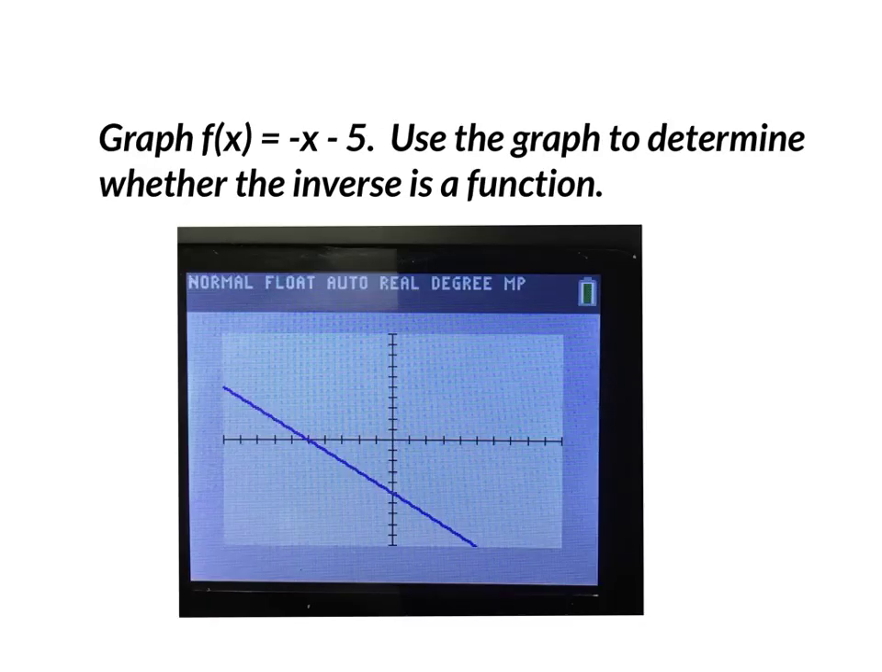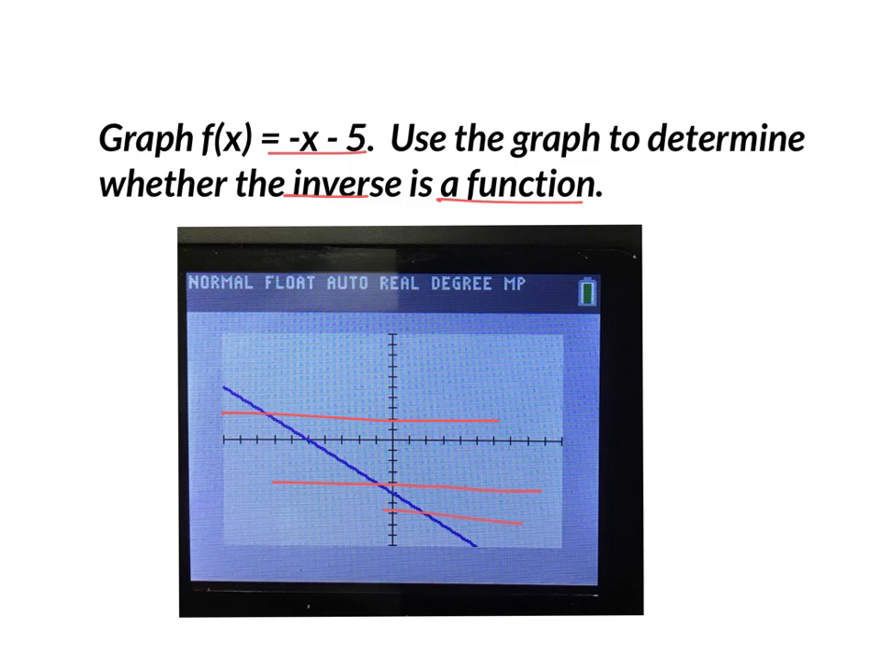Okay, the last thing today. Graph f of x equals negative x minus 5. Use the graph to determine whether the inverse is a function. The way you can tell if the inverse of a function is also a function is by doing the horizontal line test, which means you can draw a horizontal line through the graph and only hit the graph one time. So if I draw a horizontal line there or there or there, I'm just hitting my graph, that line, one time. So that means the inverse would be a function. By the way, that's called one-to-one, but all you got to say is yes or no. Is the inverse a function?